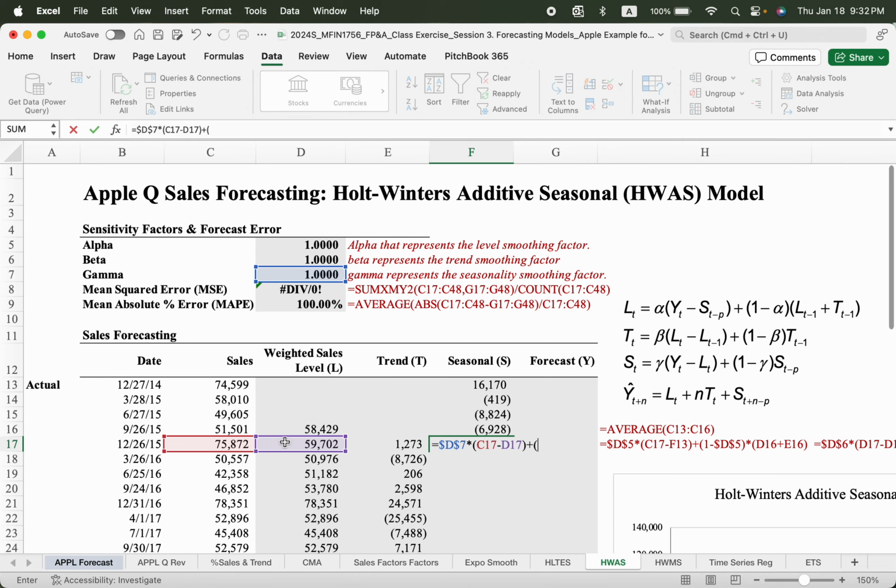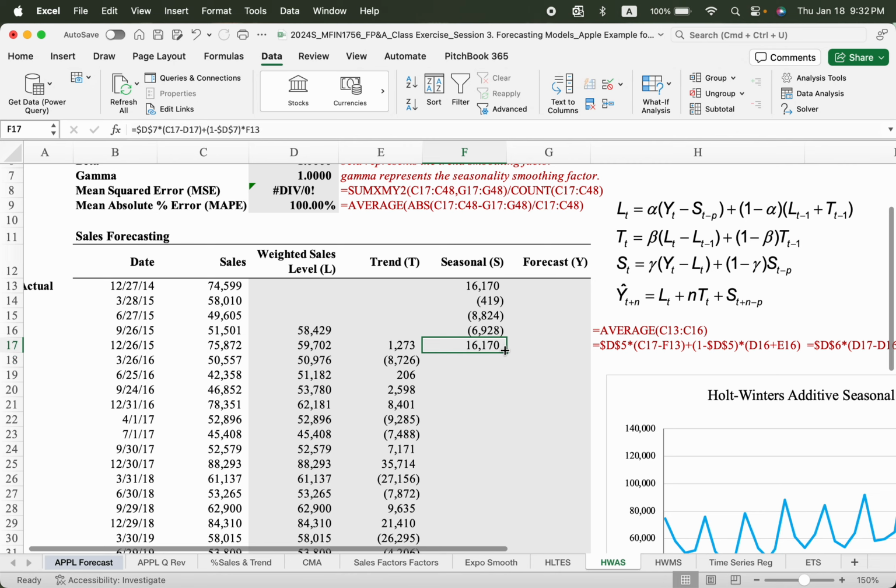And then plus 1 minus gamma again. Let's fix this, and then times the same quarter of the prior year. So S(t minus p) is the same quarter of the prior year. Then let's check if this is the right equation to apply in this formula. Okay, then enter. So let's drag it down.